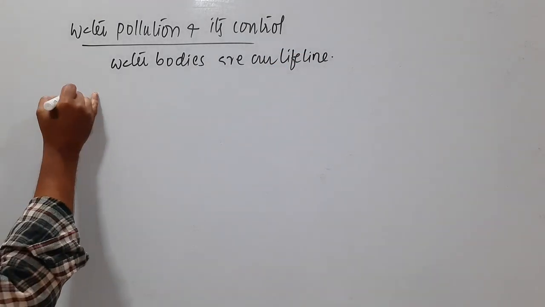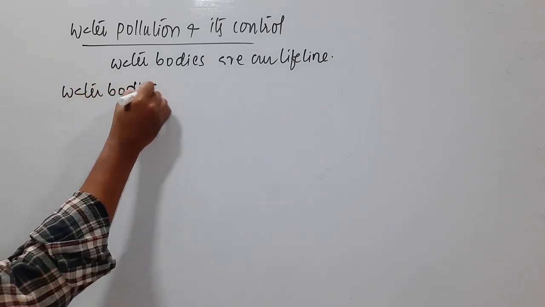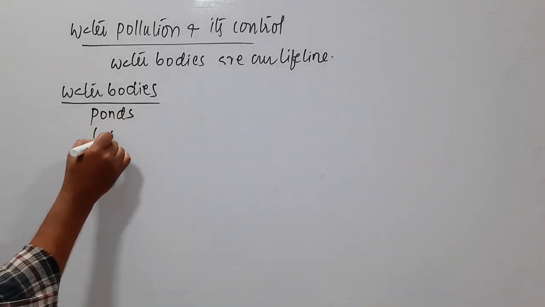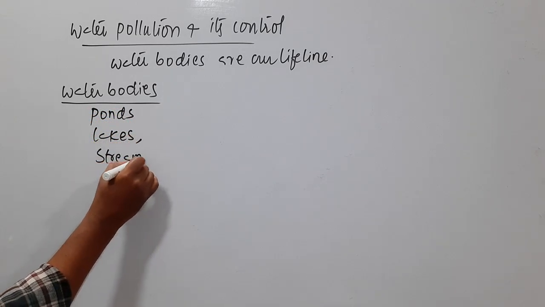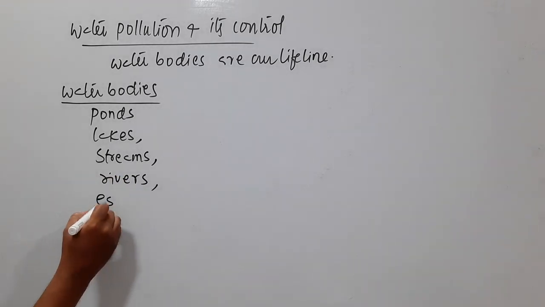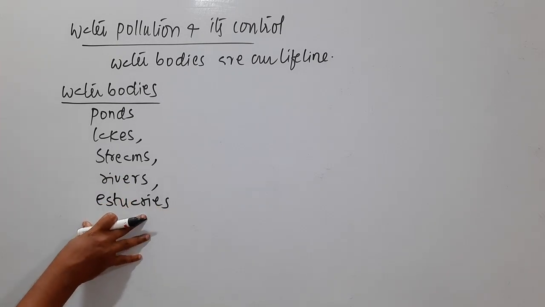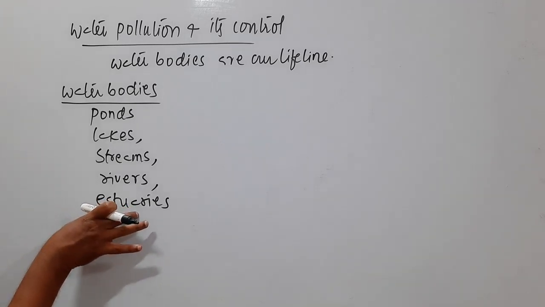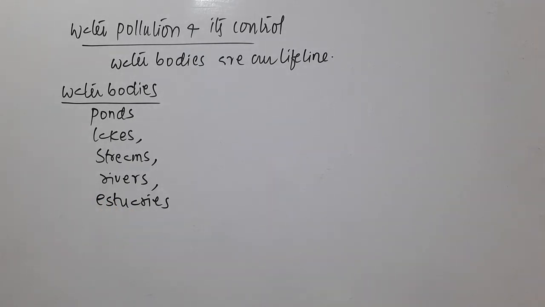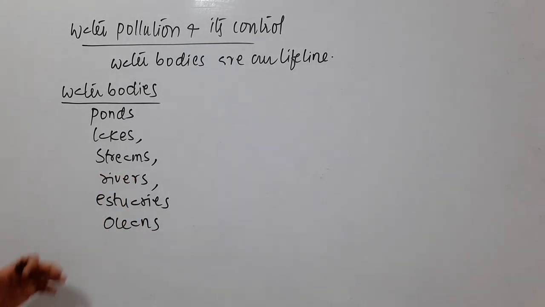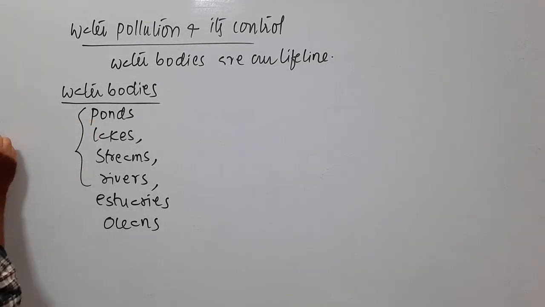And we know there are so many types of water bodies, like ponds, lakes, streams, rivers, then estuaries. Estuaries are the locations where the river meets the sea, and oceans. So these are different water bodies, and of course, out of these, the ponds, lakes, streams, and rivers are the ones that actually provide fresh water.